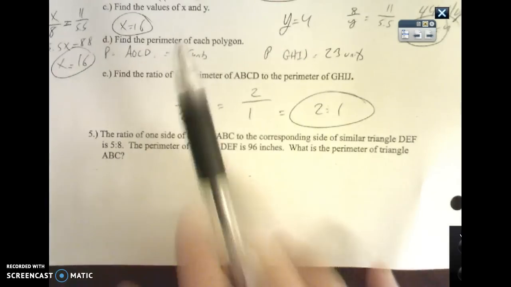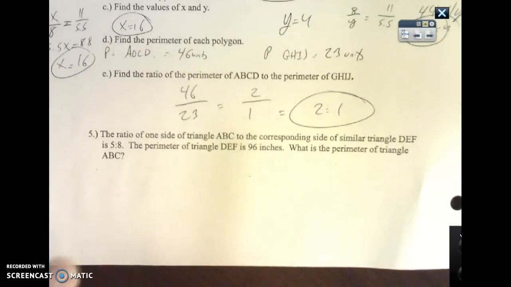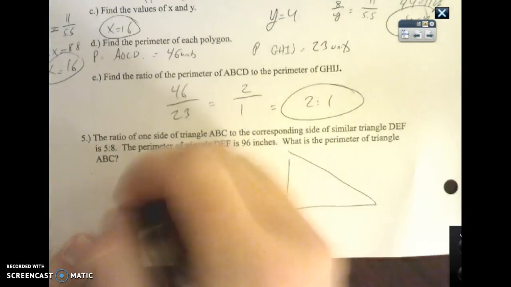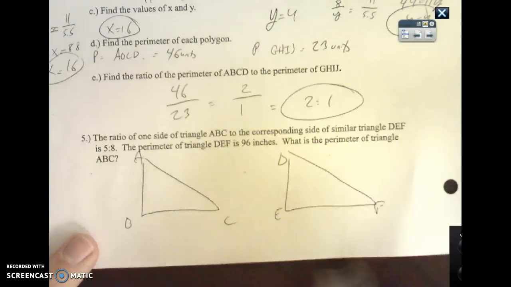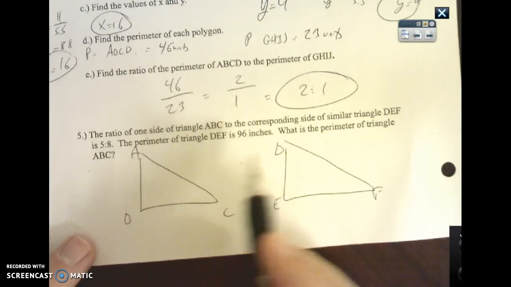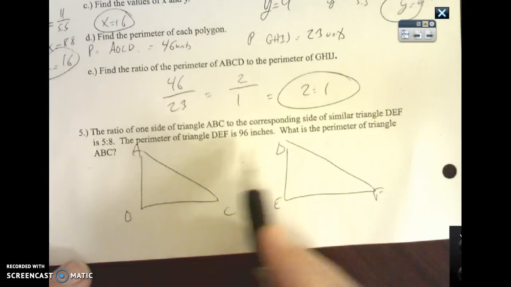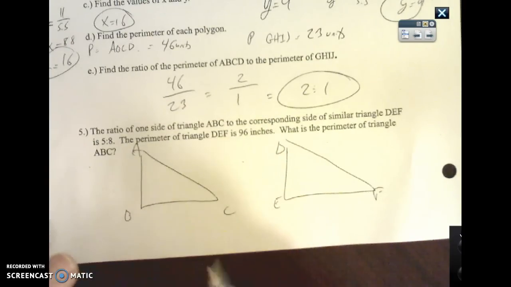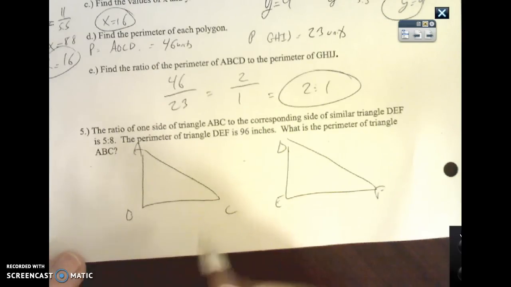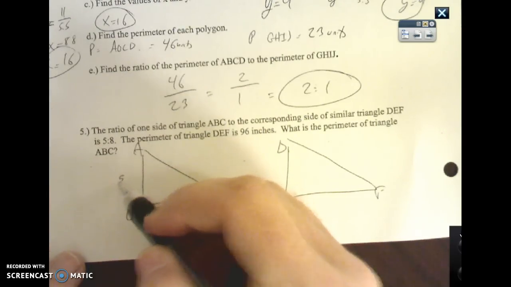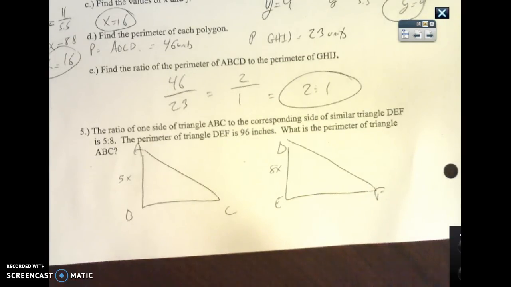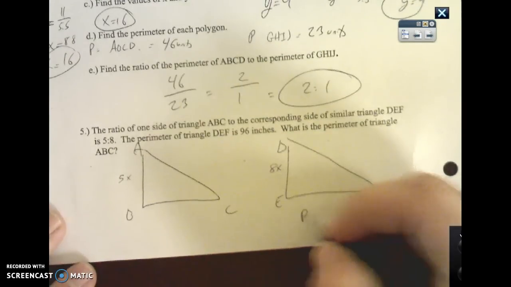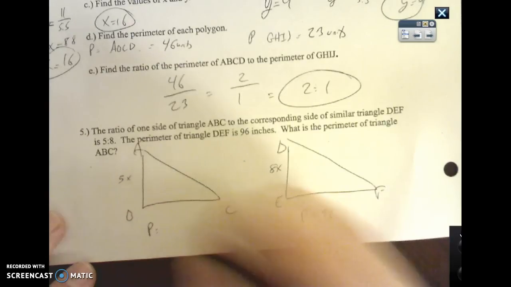Number 5. The ratio of one side of triangle ABC to the corresponding side of a similar triangle DEF is 5 to 8. The perimeter of triangle DEF is 96 inches. What is the perimeter of triangle ABC? So they're saying the ratio is 5 to 8. That means here it's 5x, 8x. And the perimeter of DEF is 96 inches. So what's the perimeter over here?